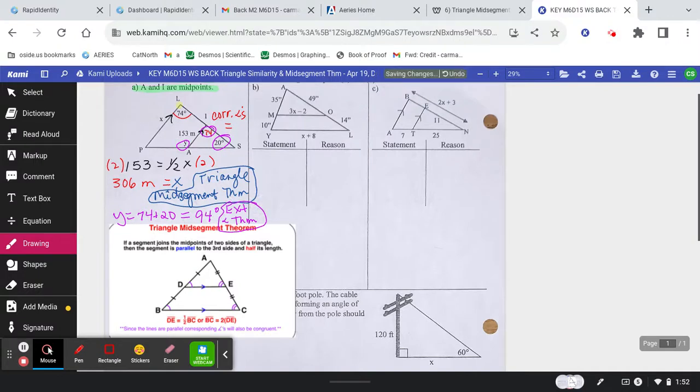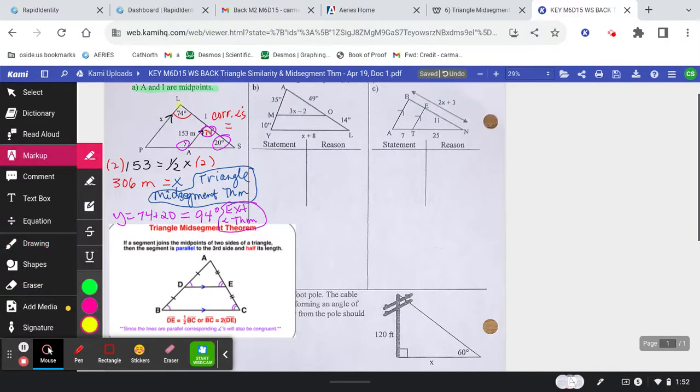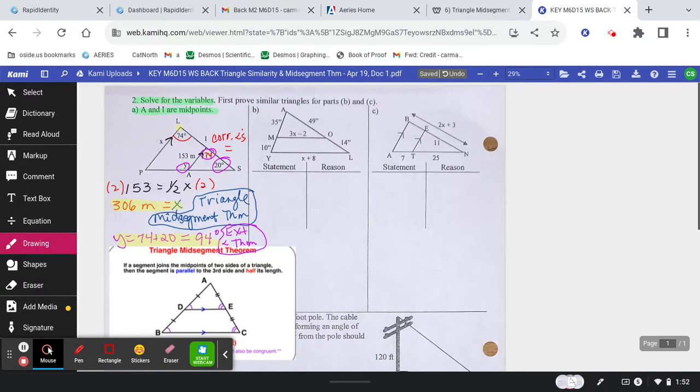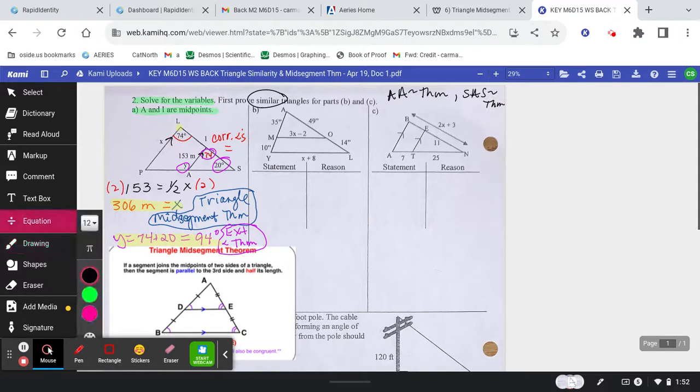Okay, so that's your x, that's your y. These are our two answers for that one. All right, let's go do the mini proof on the next one. So when I'm doing proofs for triangle similarity, I have three options. It could be an AA similarity theorem, always look for two angles. It could be SAS similarity theorem, or it could be SSS similarity theorem. So let's go see what we have in part B.